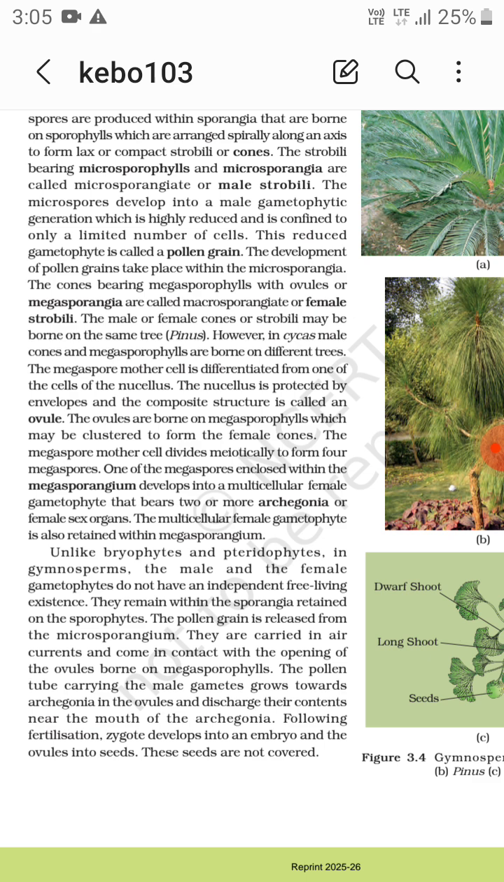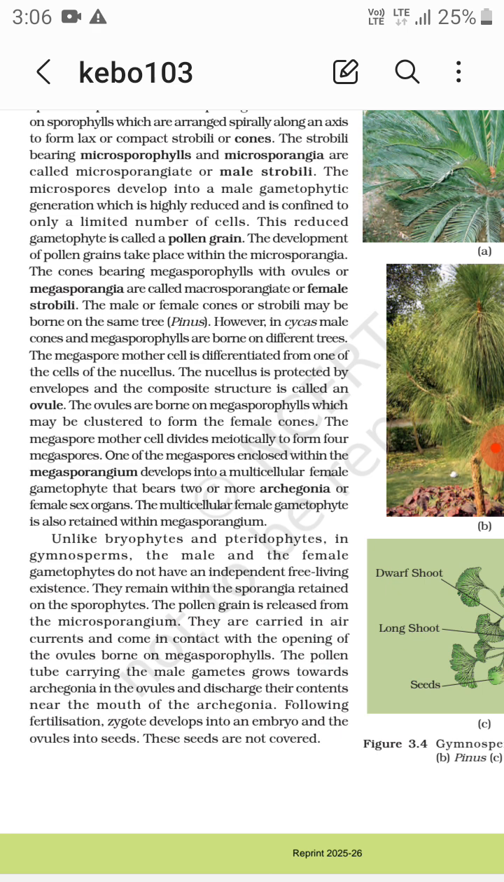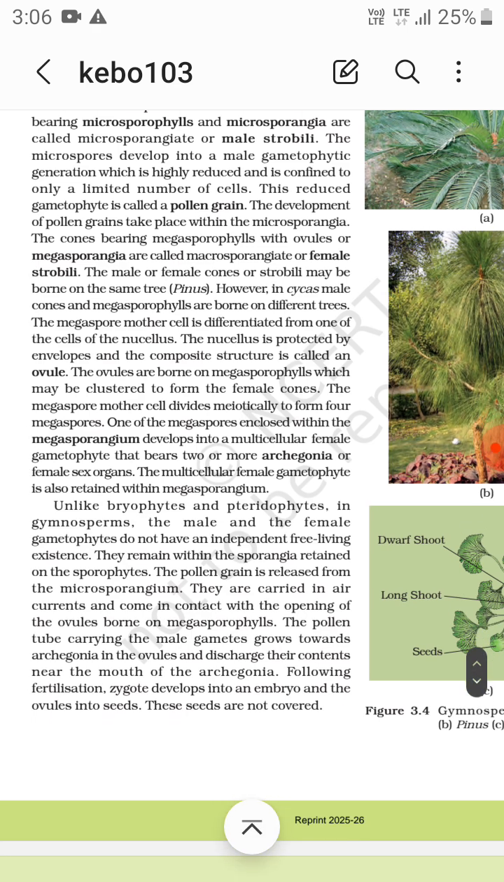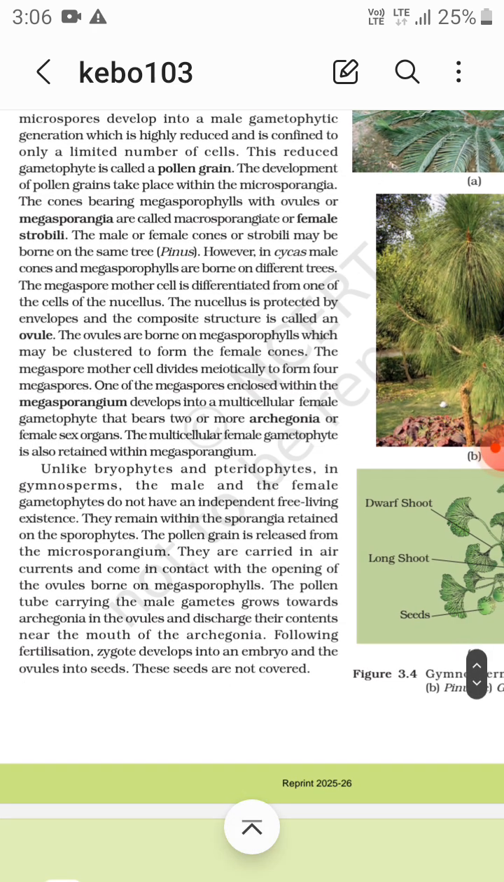The megaspore mother cell, that is diploid, is differentiated from one of the cells of the nucellus. Right? The nucellus is protected by envelopes. The composite structure is called an ovule. The ovules are borne on megasporophylls, the leaf-like appendages, which may be clustered to form the female cones. The megaspore mother cell divides meiotically to form 4 megaspores.